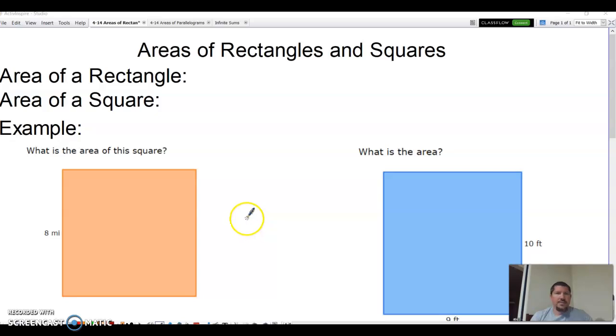Alright guys, so for the next couple weeks we're going to be talking about area. Today we're going to start with areas of rectangles and squares.